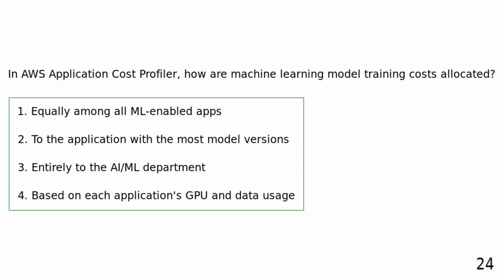In AWS Application Cost Profiler, how are machine learning model training costs allocated? Equally among all ML-enabled apps. To the application with the most model versions. Entirely to the AI or ML department. Based on each application's GPU and data usage.